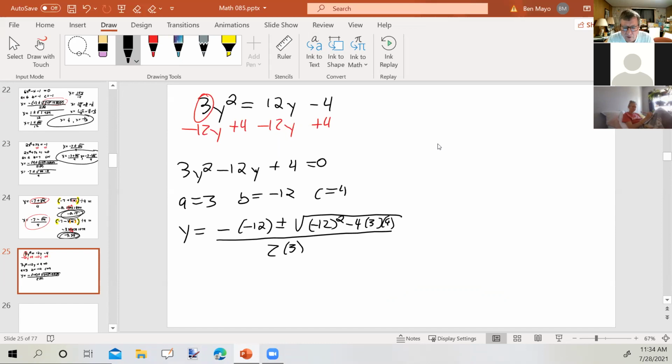-b plus or minus the square root of b squared minus 4ac all over 2a, all over 2a.